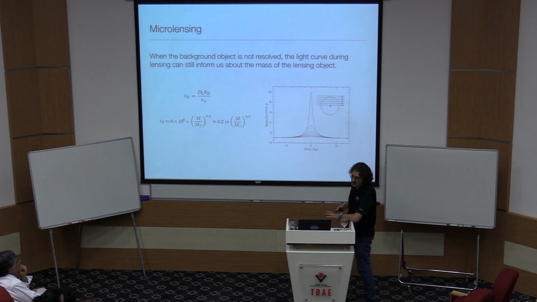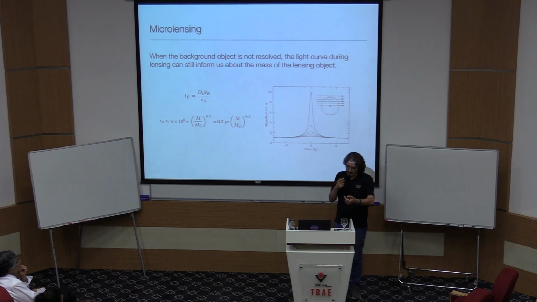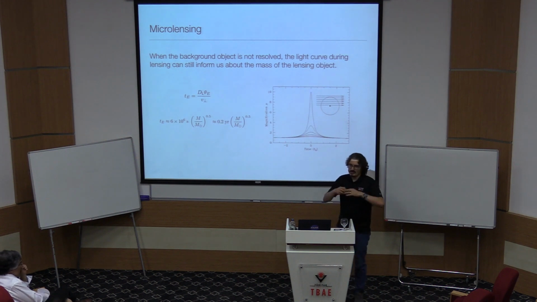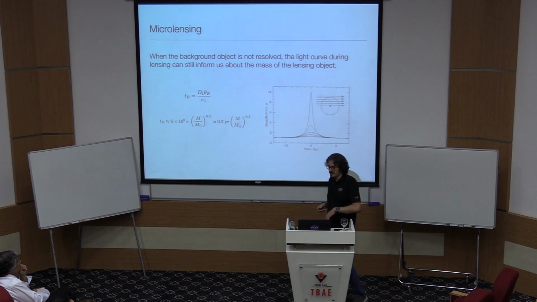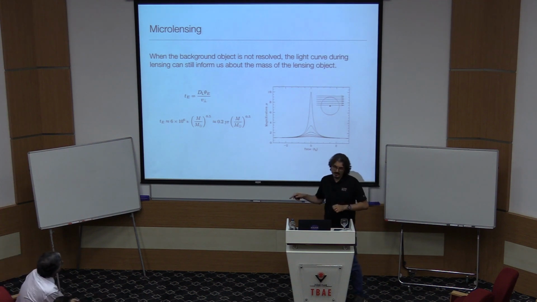Microlensing is the situation where you don't resolve light. So when, for example, all the flux falls in the same pixel, you actually cannot resolve the multiple images, but you still do get the magnification as a function of time.